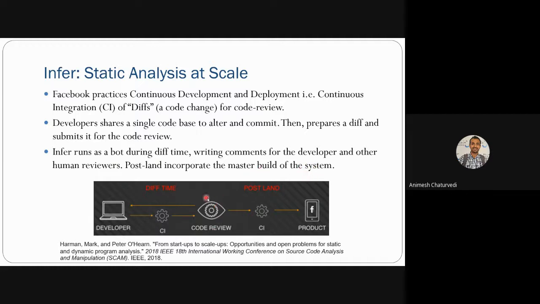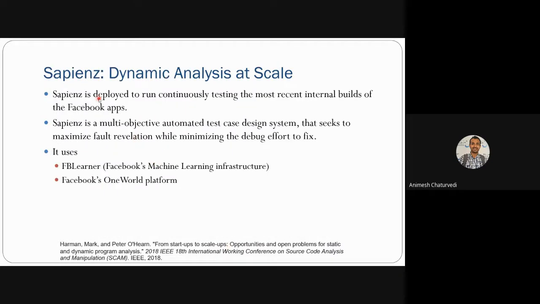So the code review is where the humans are involved, and this diff is done by Infer, and this commenting would be done by Infer. So code review will be done by the human, and that will be helped by Infer. The next is Sapienz, which is dynamic analysis at scale.